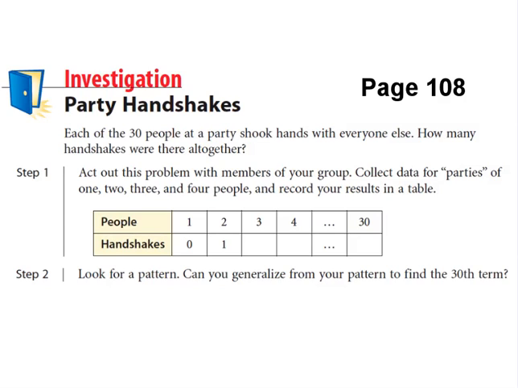I'm guessing it's 29. Wait, to find the number of handshakes, it must be 29 times 30. True. We gotta do 2, we gotta do 3 first. So 3 would be 3, 4 would be 12.